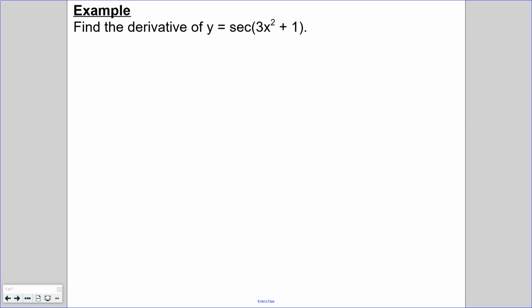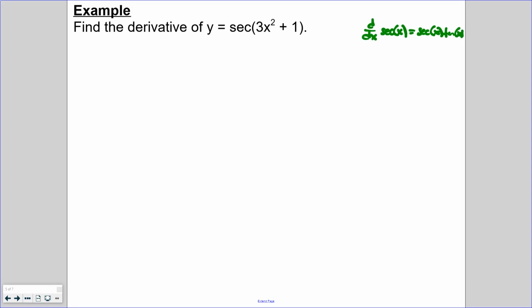All right, our next function is y is equal to secant of 3x squared plus 1. Now this one's going to be a little bit trickier than before. And let's talk about why. Let's just do a little side work over here. So we know that the derivative of secant of x is going to be secant of x times tangent of x.